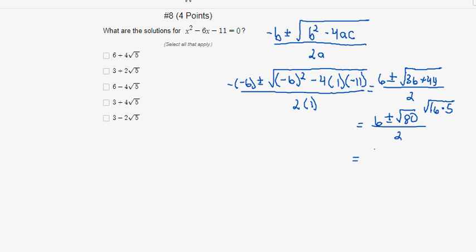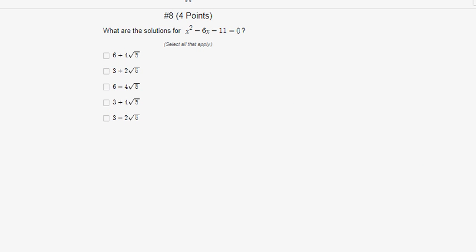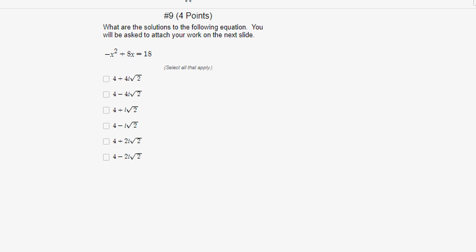So we have 6 plus or minus. We're going to take out the square root of 16, which is 4. That leaves us with the square root of 5, divided by 2. We have 6 plus or minus 4 square root of 5, but we're dividing by 2. We have to take that into account and simplify this fraction. So 6 divided by 2 is 3, plus or minus 4 divided by 2 is 2, square root of 5. 3 plus 2 square root of 5, 3 minus 2 square root of 5. All right, those are the solutions to this equation.